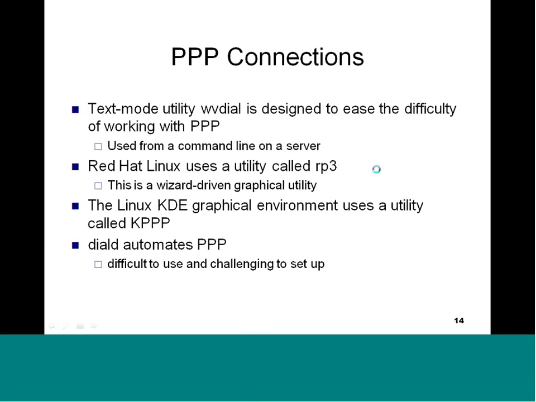So let's look at how this connection will happen. There's a text mode utility called WvDial that works to eliminate all this difficulty in connecting with PPP, and you can use it from the command line in the server. In Red Hat Linux, there's a utility called RP3 which is provided. This is a wizard-driven graphical utility, so it goes through the various steps to make sure that you can set up the PPP connections.